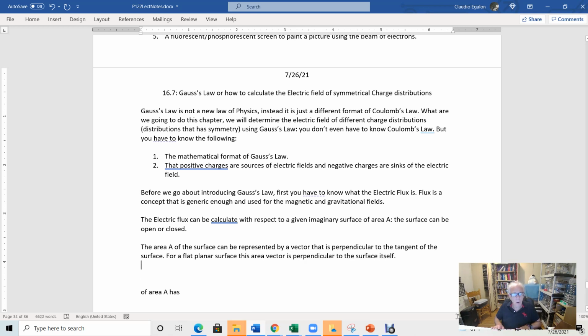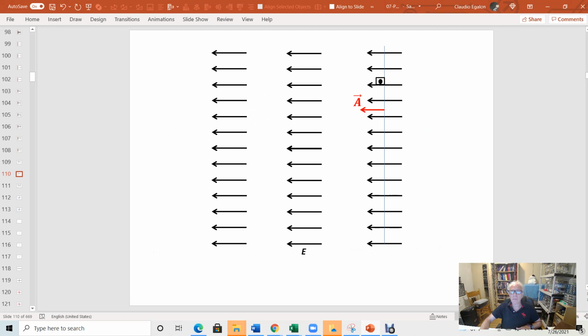Okay, so more specific, in a more generic and more correct sense, the area vector is perpendicular to the tangent of the surface. You have the surface, you get the tangent to the surface, and that area vector must be perpendicular to that tangent. For a flat surface, you don't need to say tangent, because the surface is flat. We just say that it's perpendicular to the surface itself. Here you go, a simple special case.